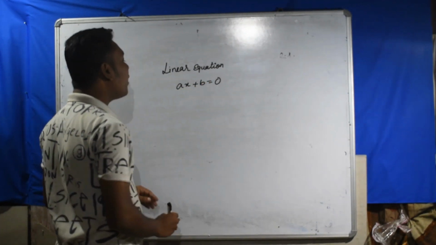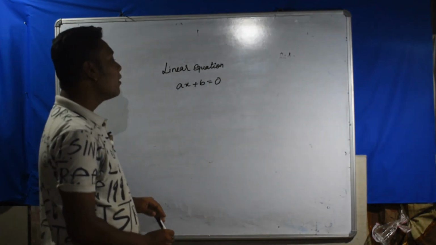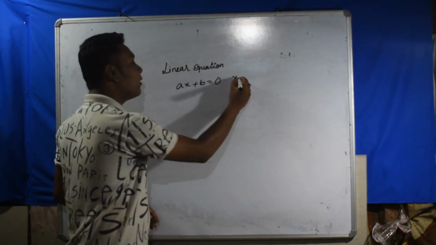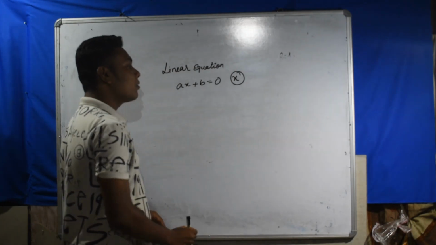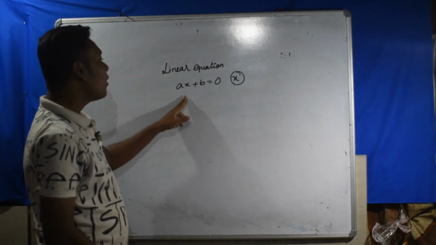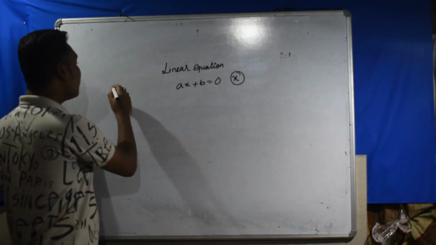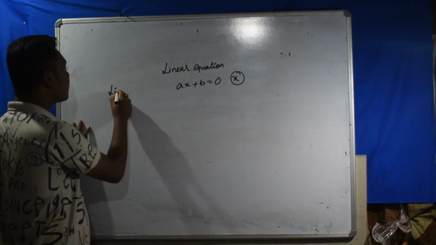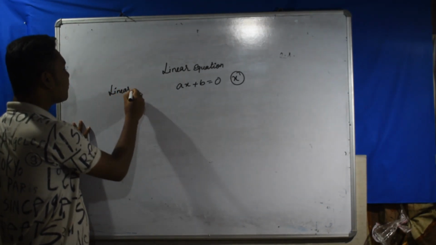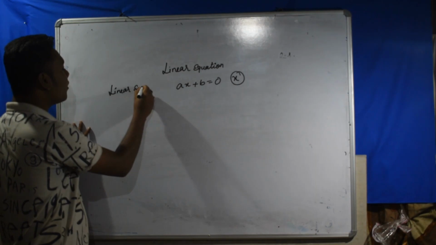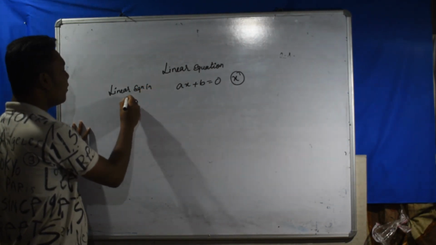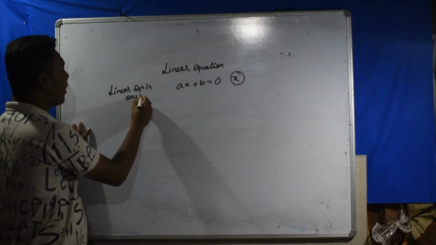So how many variables are here? x is the variable, so it is of the form linear equation in one variable.